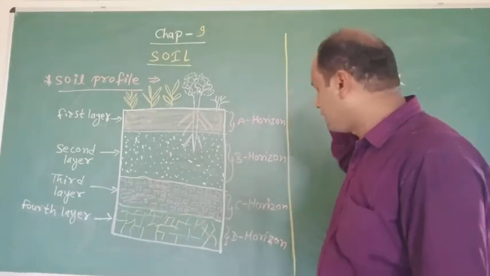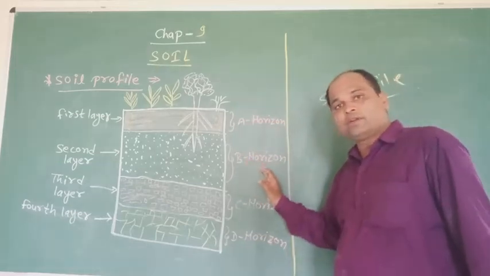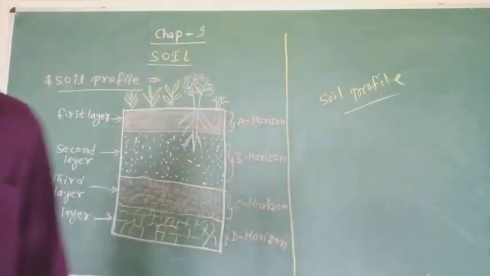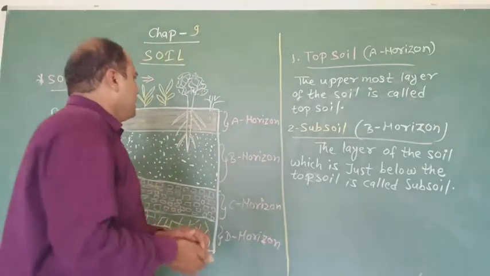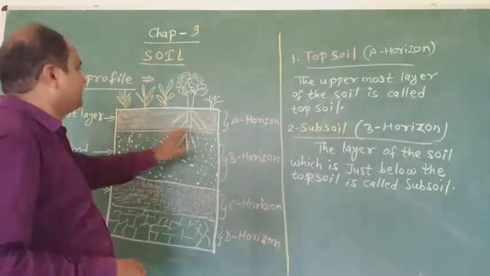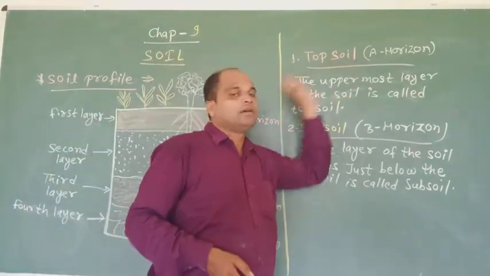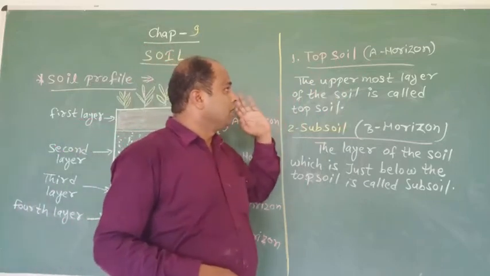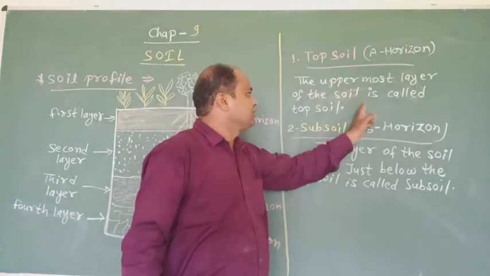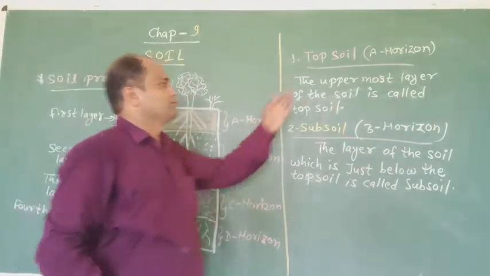I will deal with the A horizon, the B horizon, the C horizon, and the D horizon. Students, I will teach all the layers one by one. The first layer is the A horizon, and its other name is topsoil. The uppermost layer of the soil is called topsoil.